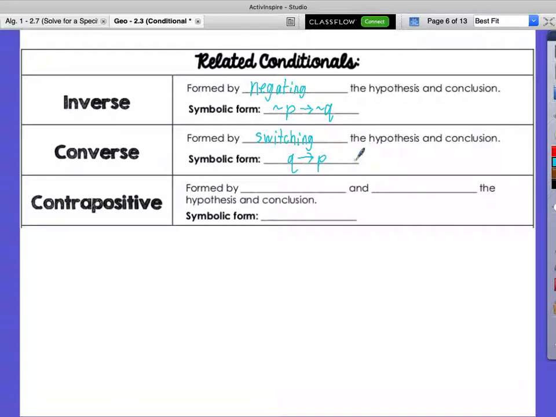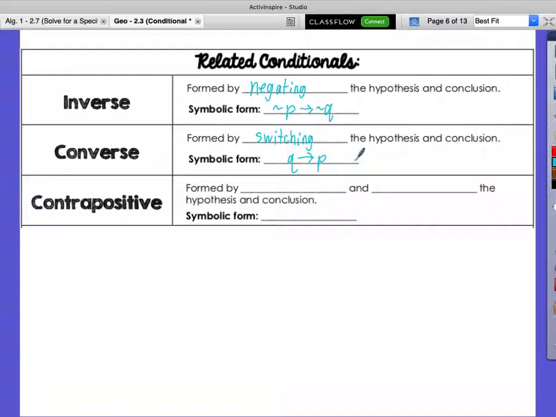Now we have the contrapositive. Here's what the contrapositive is like. It's like the inverse and the converse. They're walking down the hallway one day, holding hands. How gross. But now they're holding hands, walking down the hallway. Boom, they have a kid. It's the contrapositive. That's how you have kids. Hold hands, walk down the hallway.